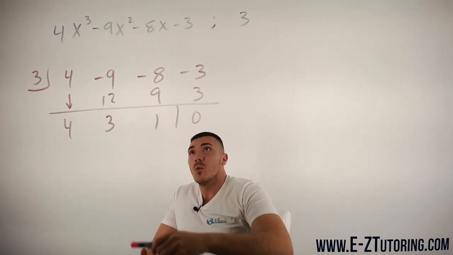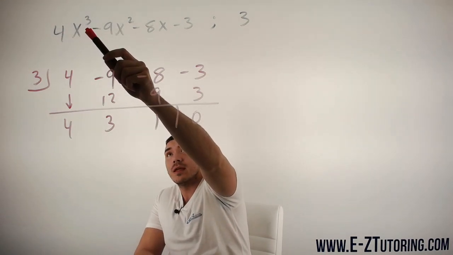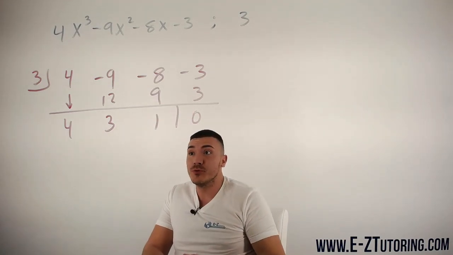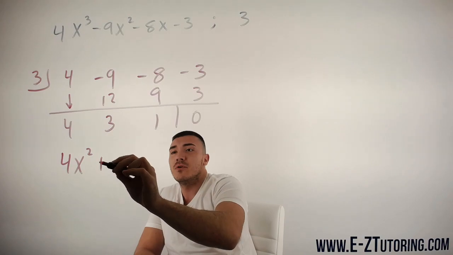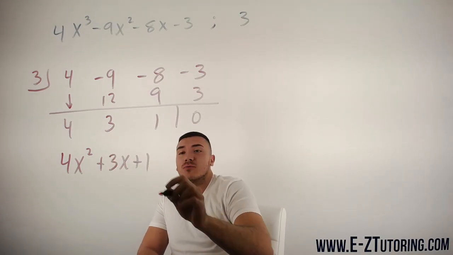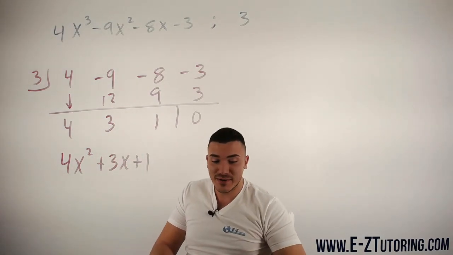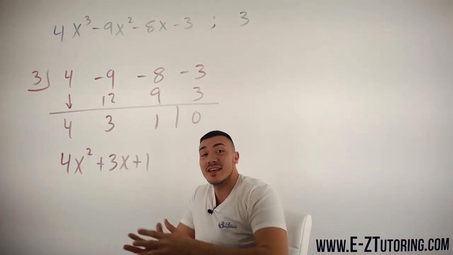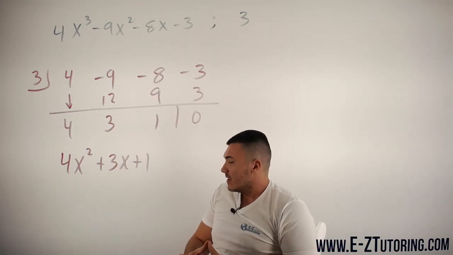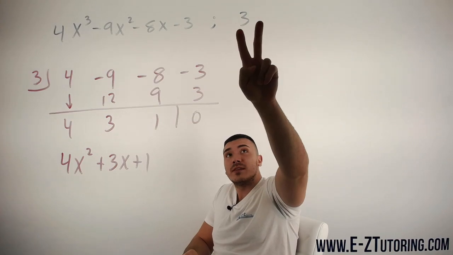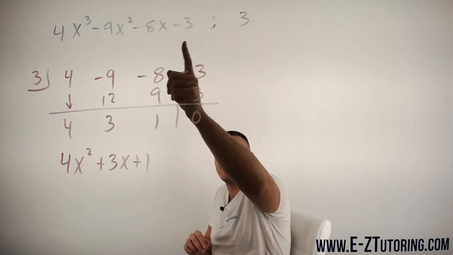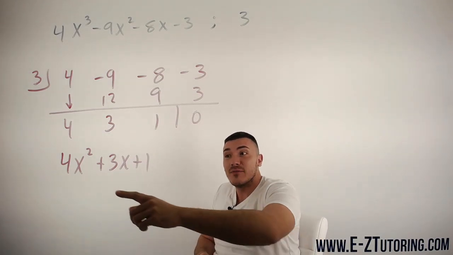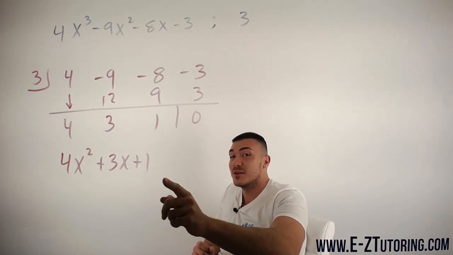So now we went from x cubed and we divided by one root, so now this is going to be x squared. So we fill in the x's: 4x squared plus 3x plus 1. And of course our remainder is 0, which is good news, which means that this actually is a root. So after we took out a root of 3, pretty much we took out x minus 3 from this polynomial. Now we're left with 4x squared plus 3x plus 1.